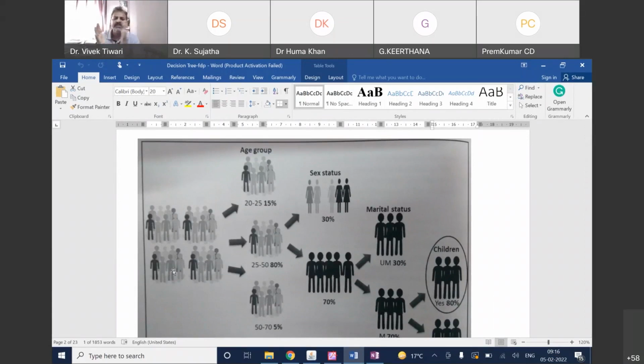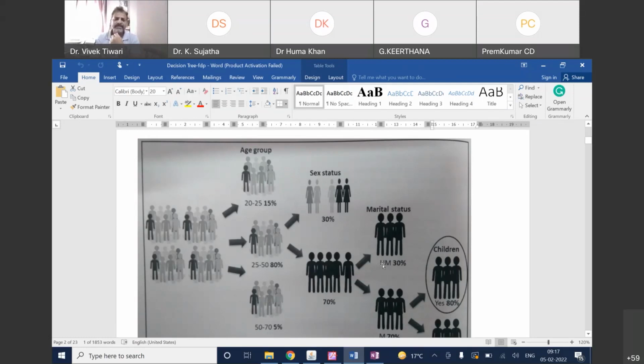Initially, you have segmented your data into three groups. How you decided to categorize into three groups, two groups, or five groups, don't worry about that. You only understand the concept. Initially, the whole data set was divided into three groups based on age, like age between 20 to 25, age between 25 to 50, and the third segment is the people between age 50 to 70. So three segments are there.